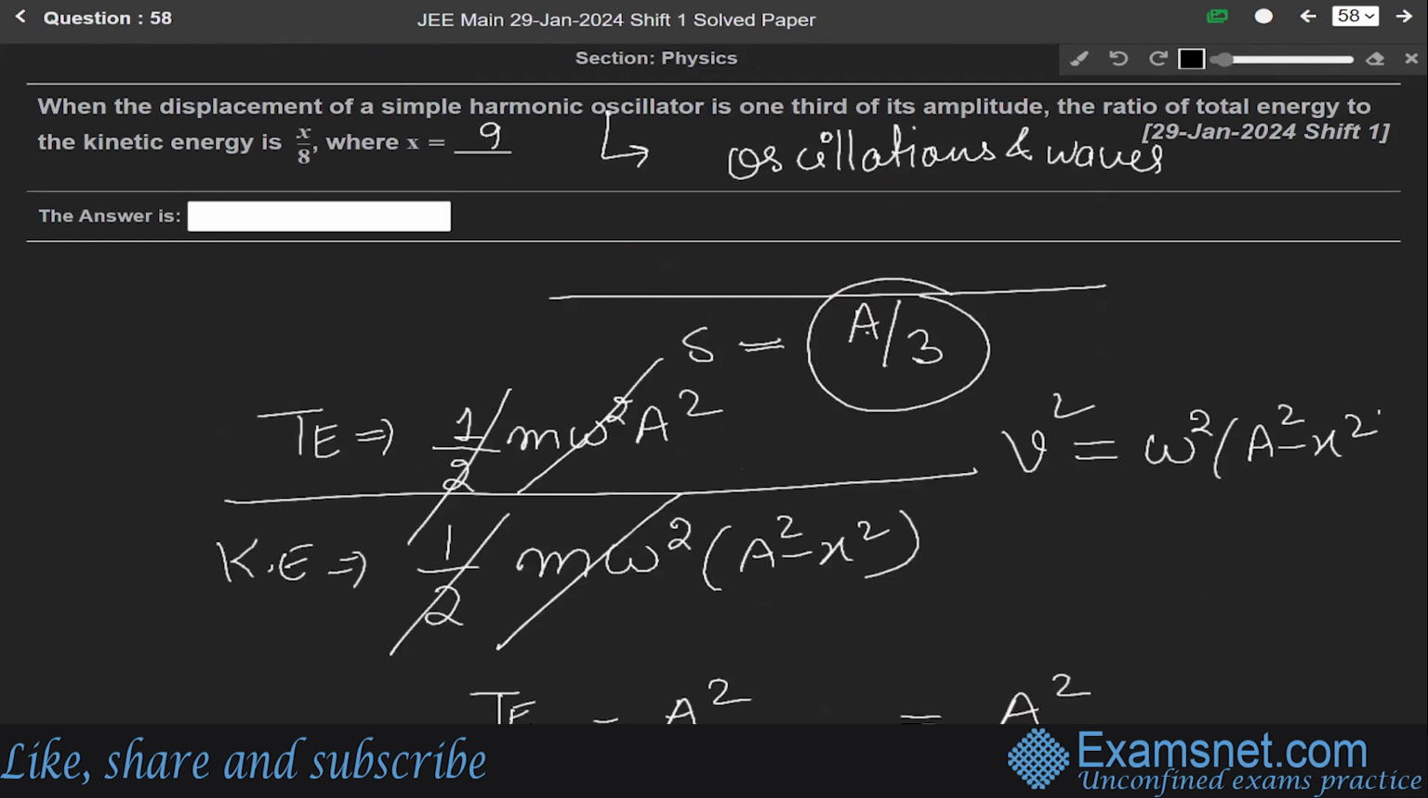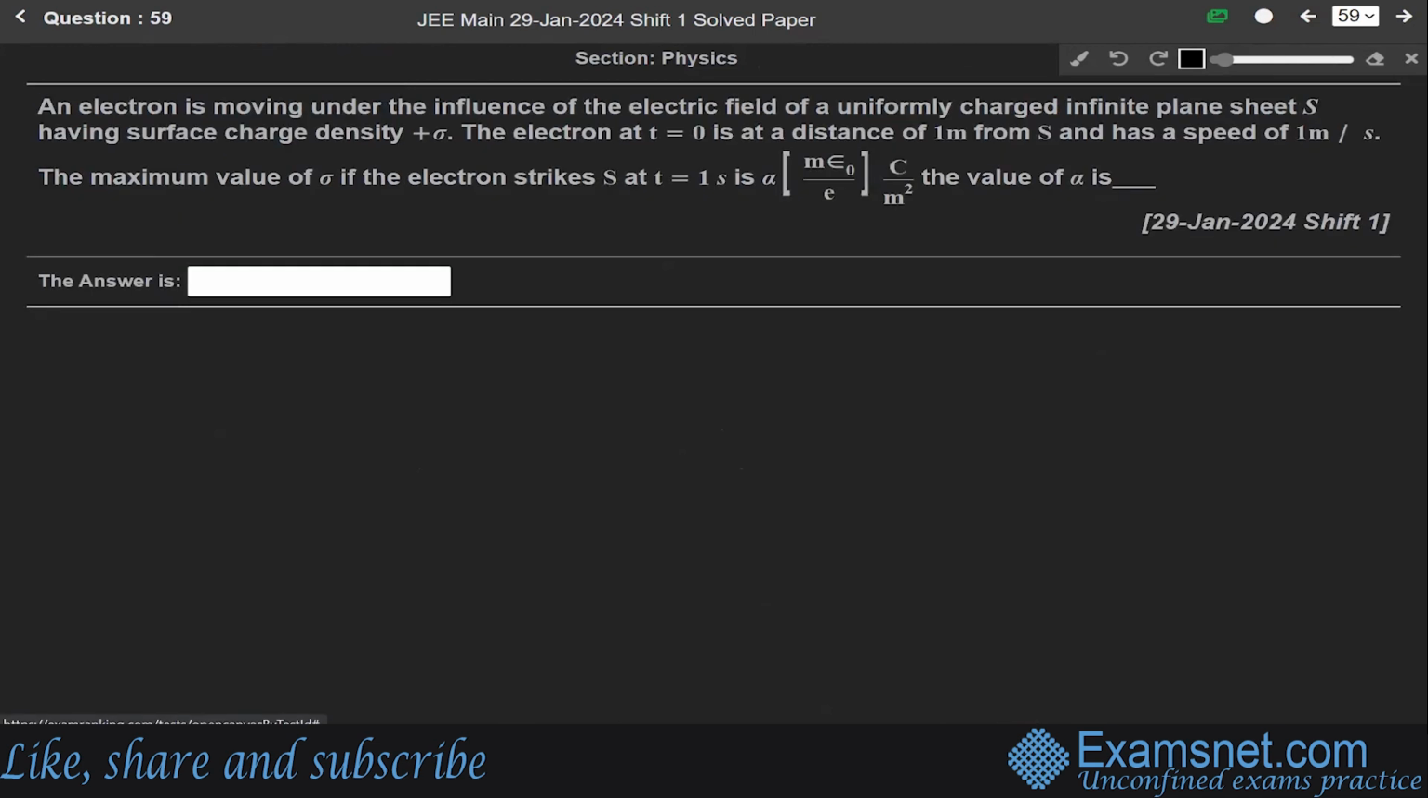So X will be equals to 9. Now next question, question 59. An electron is moving under the influence of the electric field of a uniformly charged infinite plane sheet S having surface charge density plus sigma.